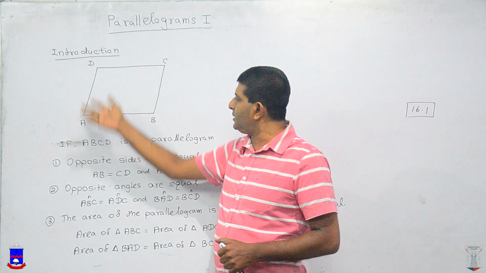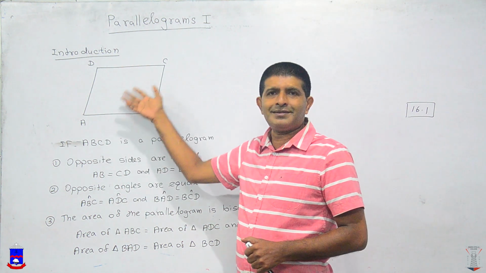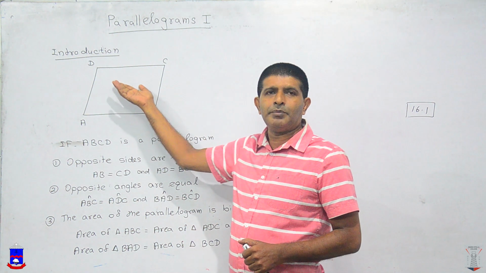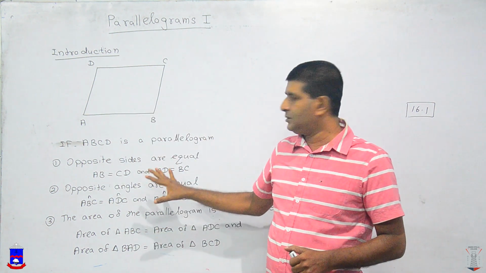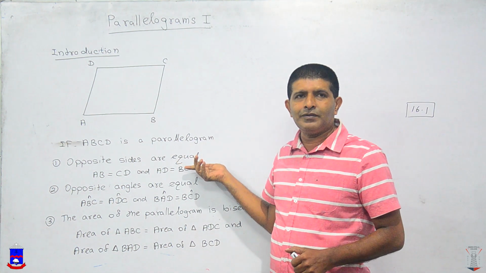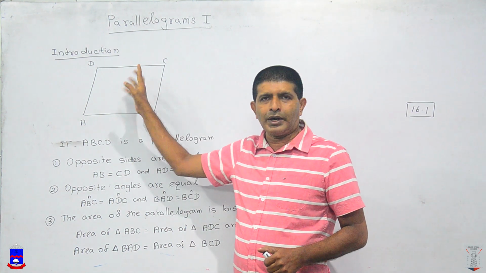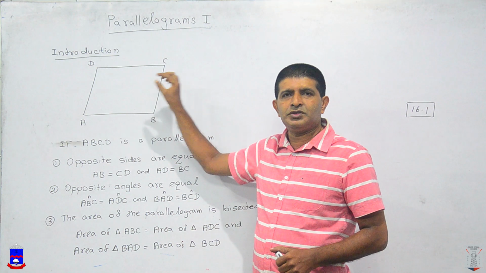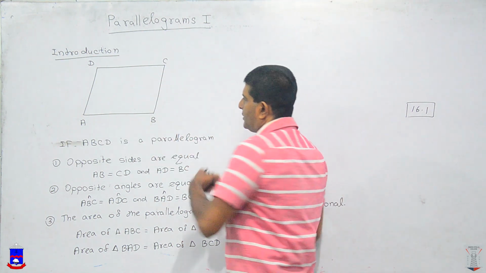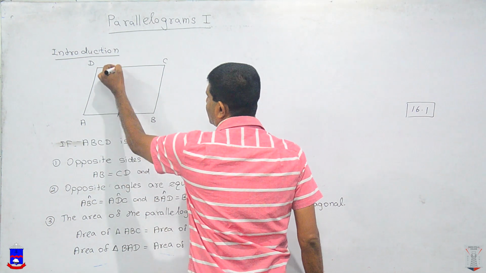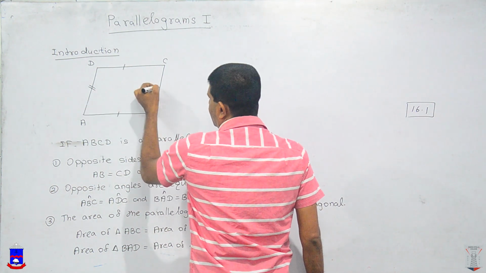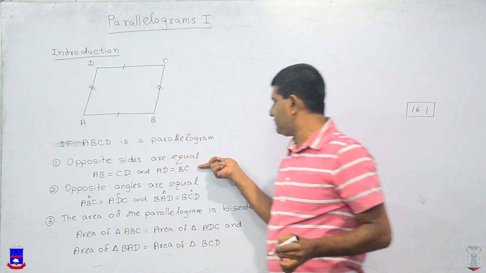With the introduction, if ABCD is a parallelogram, this parallelogram has three properties. The first one is opposite sides are equal. If this is a parallelogram, opposite sides should be equal. That means side AB should equal side CD, and side AD should equal side BC.